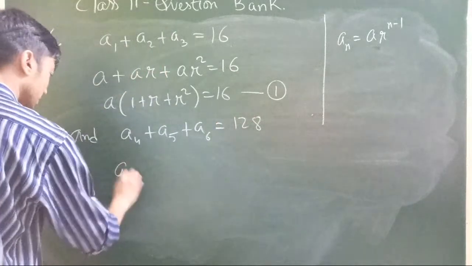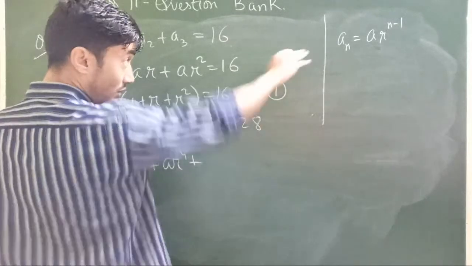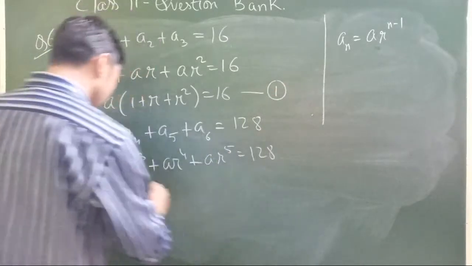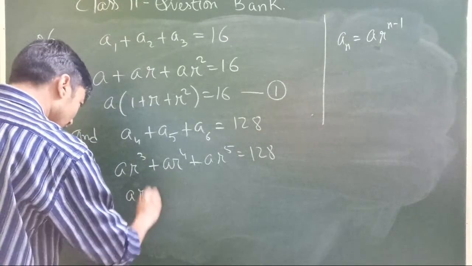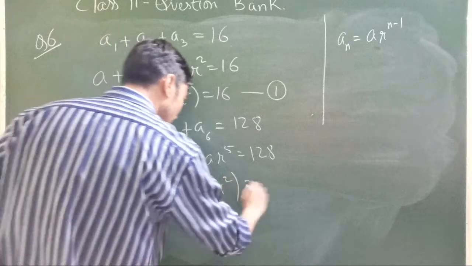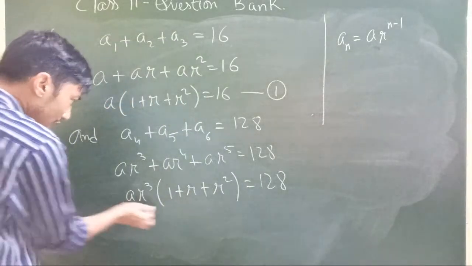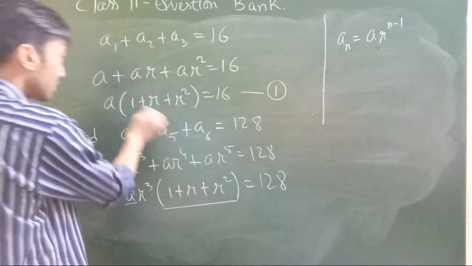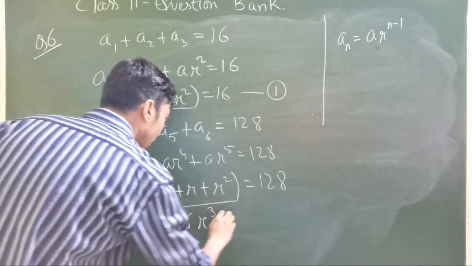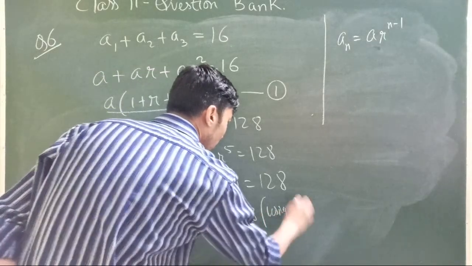So the next three terms are ar cube, ar power 4, and ar power 5, which is equal to 128. If you simplify this, ar cube is common, so ar cube times (1 plus r plus r square) equals 128. Now a times (1 plus r plus r square) is 16, so this can be written as 16 r cube equal to 128. This is using equation 1.